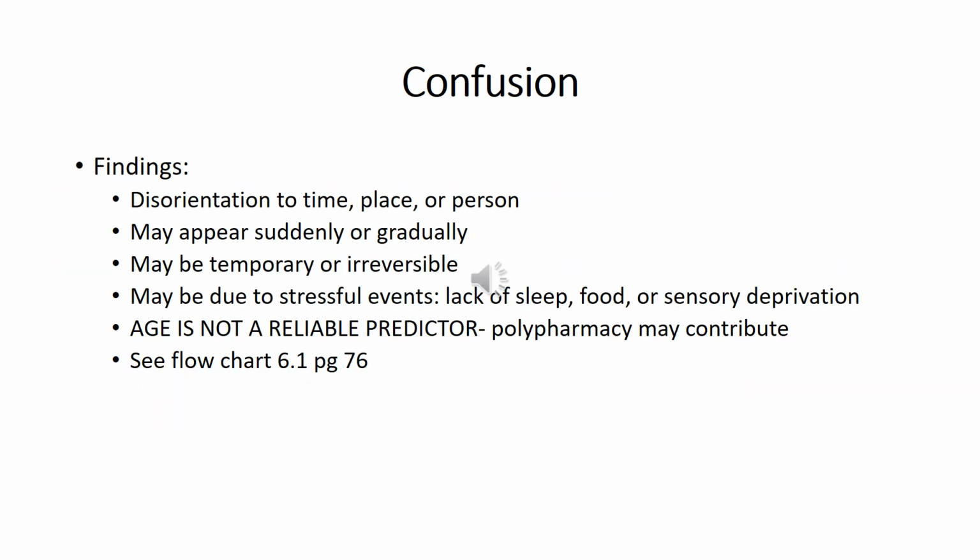Findings that may be related to confusion are disorientation to time, place, or person. It may appear suddenly or gradually, may be temporary or irreversible, and may be due to stressful events such as lack of sleep, food, or sensory deprivation. Age is not a reliable predictor. Polypharmacy may contribute to this symptom as well. On page 76, there's a chart, 6.1, that shows more information.